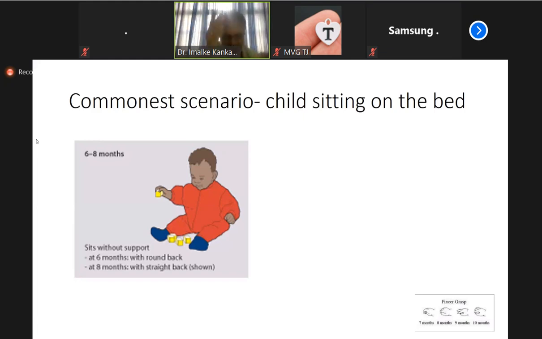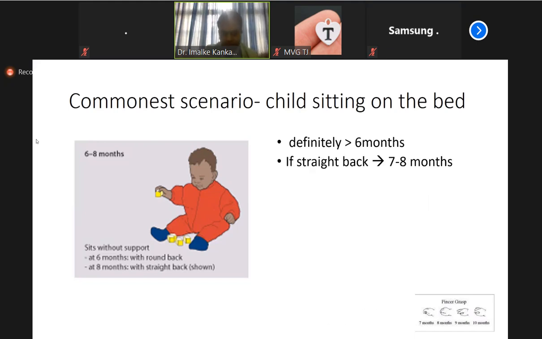That's not a problem, but somehow the child could sit on the bed with a straight back, meaning somewhere around 8 months. So now your task will be to assess the development, right? This child may be even 15 months, maybe still 8 months. So you don't know. So what are you going to do? We know this is definitely more than 6 months. If straight back, okay, we know definitely this is 8 months.